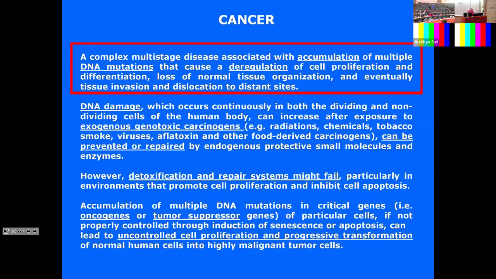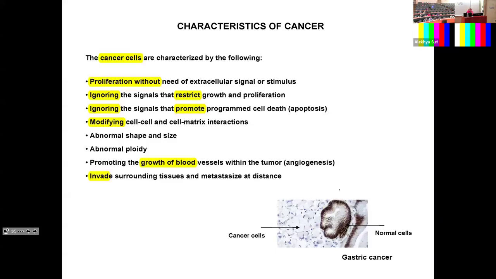What happens is that if those mutations are in the three most important groups of genes, the ones that are very important for cell proliferation and also apoptosis. If they are in these critical genes, we have three groups of genes: we call them oncogenes, tumor suppressors, and also caretaker genes. We are going to see those in the next slide. What are the characteristics of cancer?